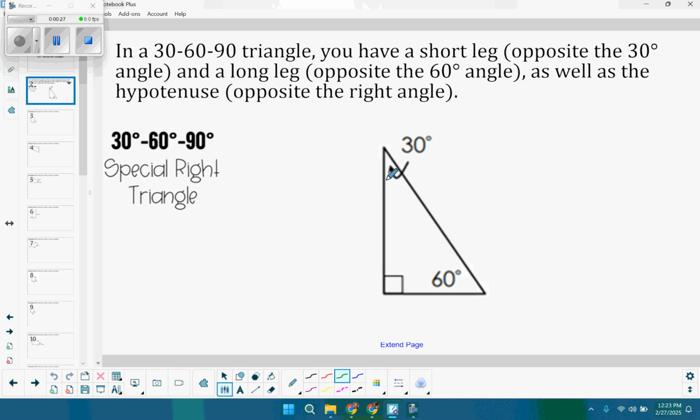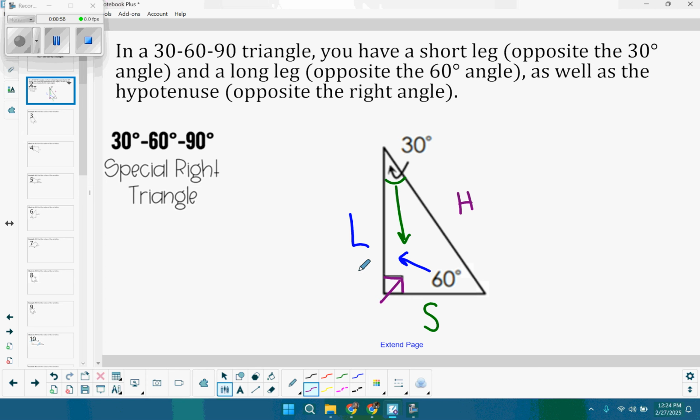So if this is my 30-degree angle and I put an arrow across from it, that would be the short leg. And I'm going to use a capital letter S to represent the short leg. Across from the 60-degree will be my long leg, and I'm going to use a capital L for the long leg, so short and long. And still across from the right angle is the hypotenuse, so I'm going to use an H. I'm using capital letters for my formula here instead of the lowercase because I used lowercase for 45, 45, 90, and I don't want to confuse the two.